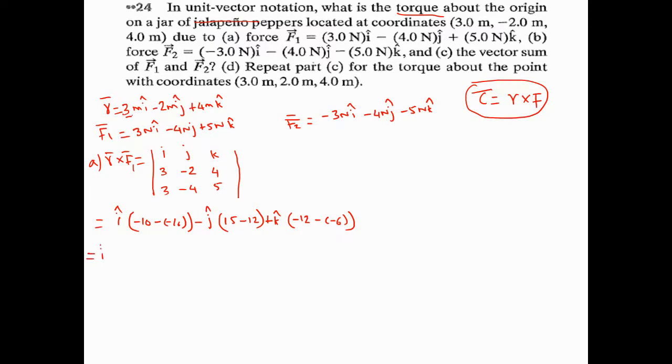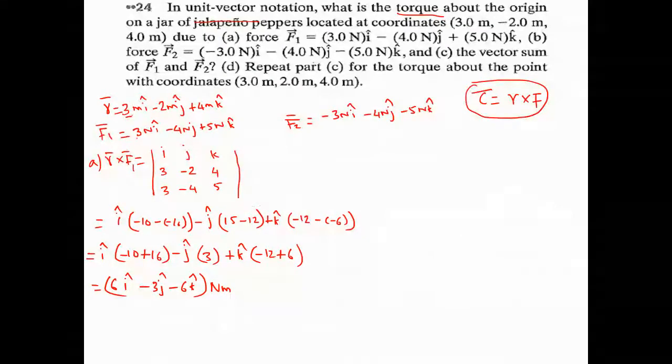Okay, just tell me here, my I cap, which is equal to minus 10, minus into minus, 16. Am I right? Likewise, here j cap, plus 15 minus 12, 3. Am I right? Okay. Plus k cap, minus 12 is here, minus into minus becomes plus, which is equal to 6. Am I right? Yes. If you simplify, plus 16 minus 10, that means 6 I cap minus 3 j cap minus 6 k cap. Am I right? And what is the unit? Because here we are making the force with the unit, the radius, Newton meter. Clear? Clear. Yes. Good.